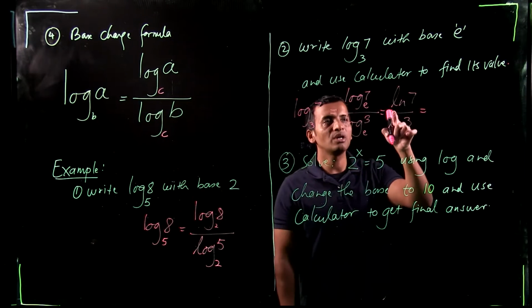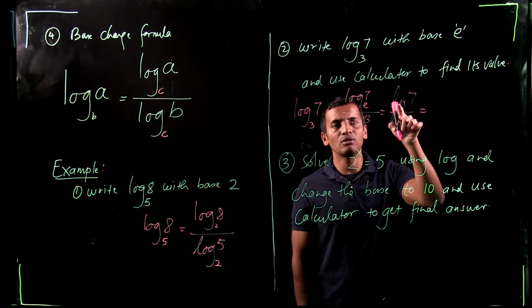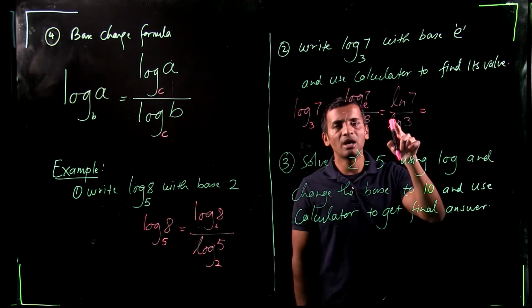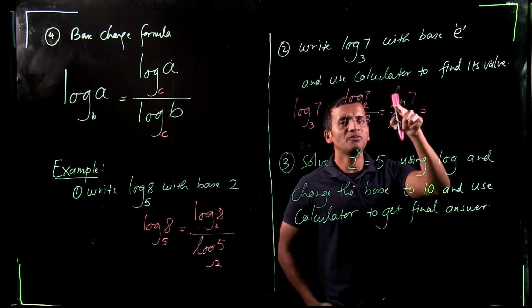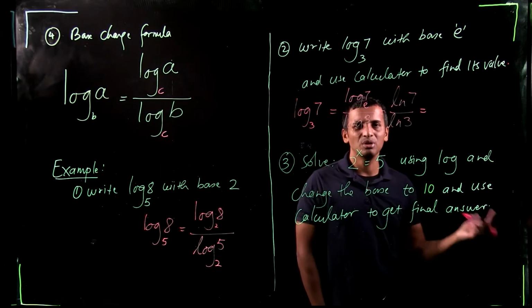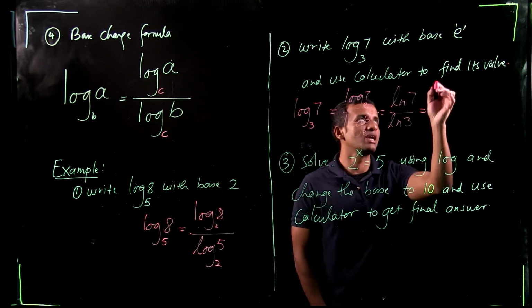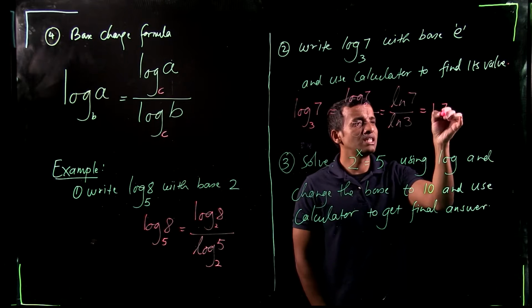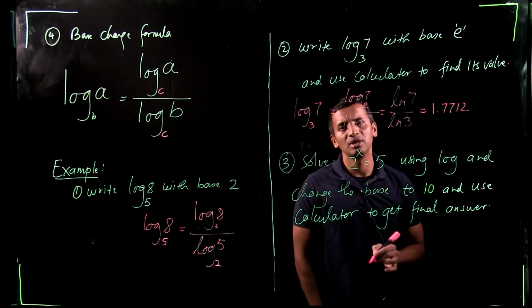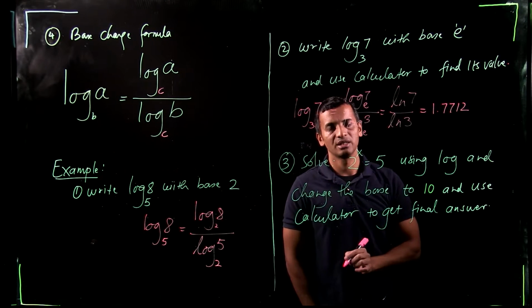Okay, now you use the calculator. Write down natural log of 7 and divide by natural log of 3. If you want to find the separate values, you don't have to. You can just divide using the calculator and you will get 1.7712. That's what you will get if you use the calculator for this.